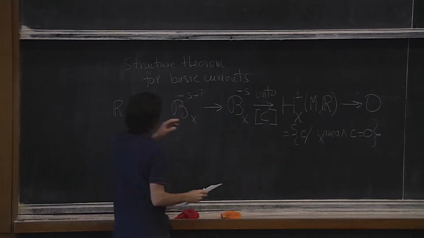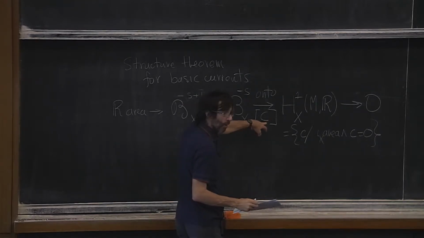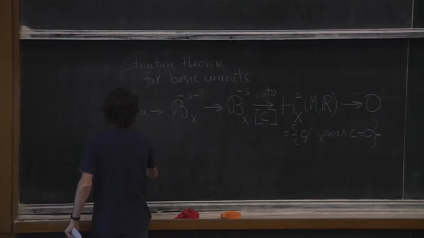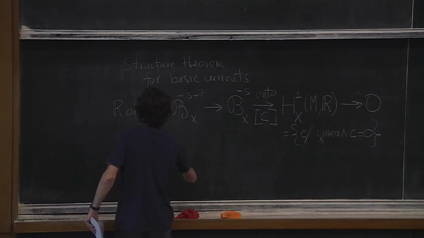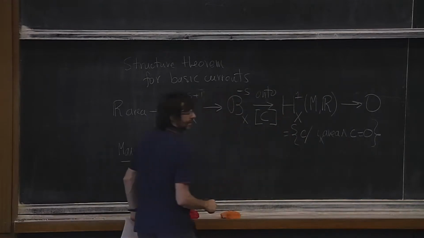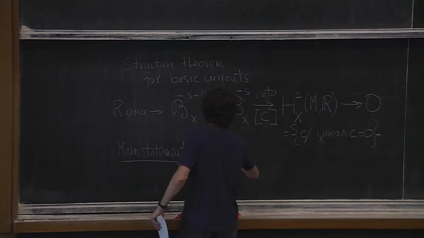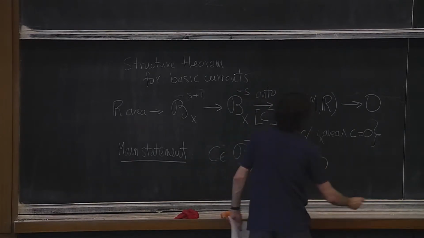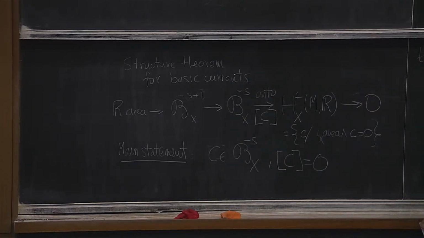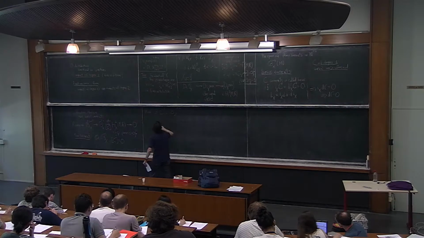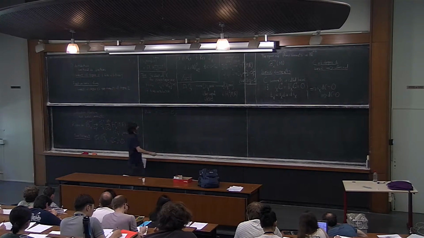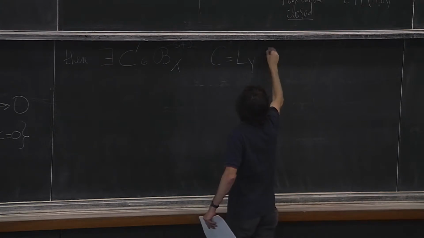What I'm saying here is that if a basic current has 0 cohomology, then it comes from another basic current. The main statement here, besides the surjectivity that I already mentioned, is this: if C is basic and the cohomology class of C is equal to 0, then there exists C prime, which is also basic, but of course we gain one derivative, such that C is equal to Ly of C prime. The map here is the Lie derivative with respect to the y vector field.